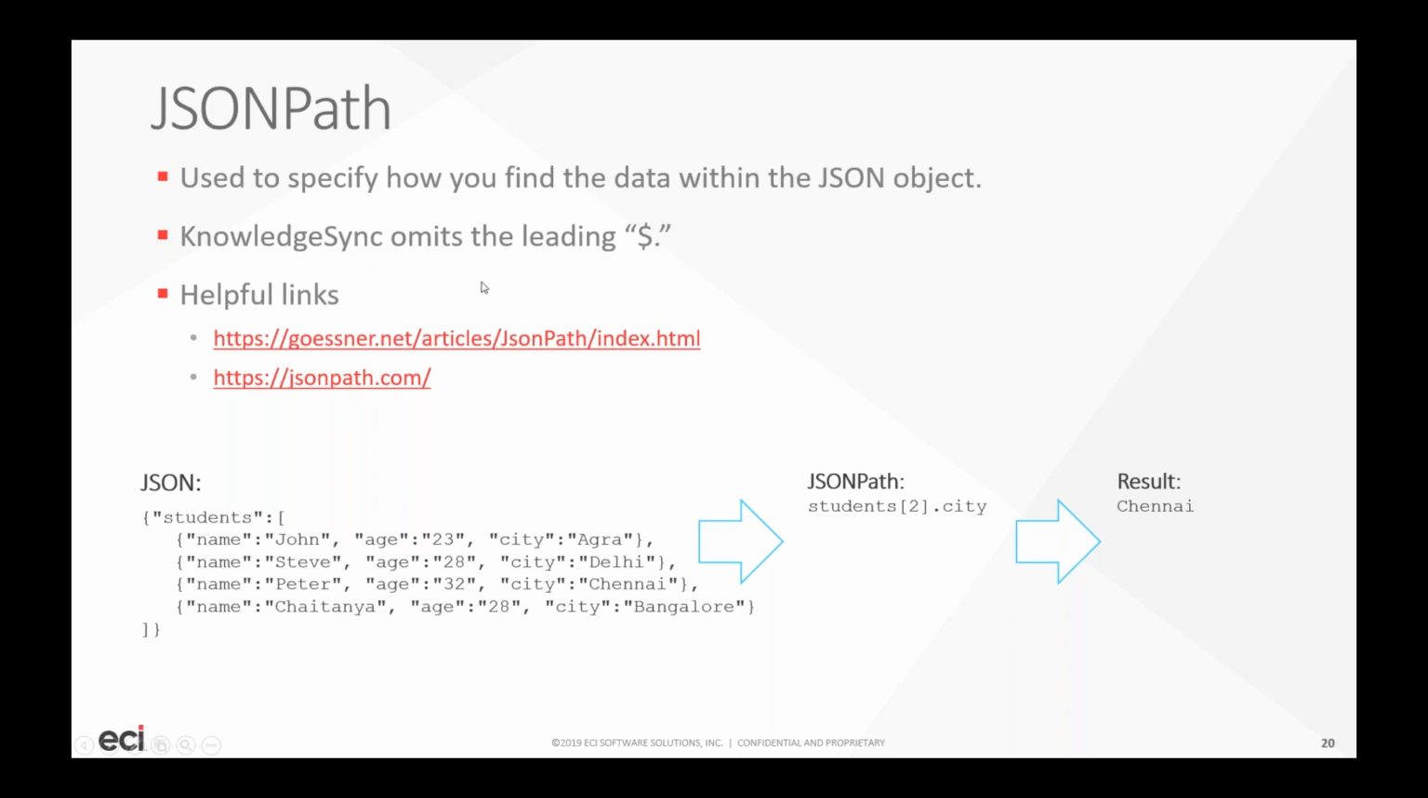I wanted to also list a couple of links here. These links are in the manual for KnowledgeSync version 10 as well. The more useful of these, I think, is JSON path. So if you're ever needing to troubleshoot a path, you can use this website. You can post your JSON response in one box, post the path in another box, and see what the result is. If you're ever having trouble getting that path to work, it's a great resource for you.